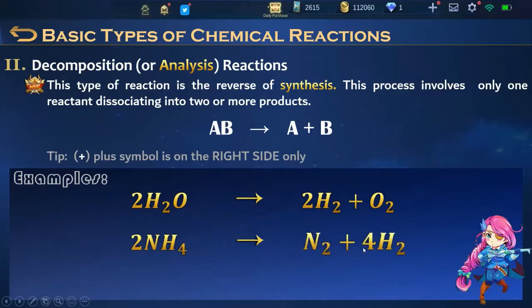So, ang plus sign naara sa right side. And then sa left side is one compound, one single reactant. I mean, one compound ra siya ang ato reactant.